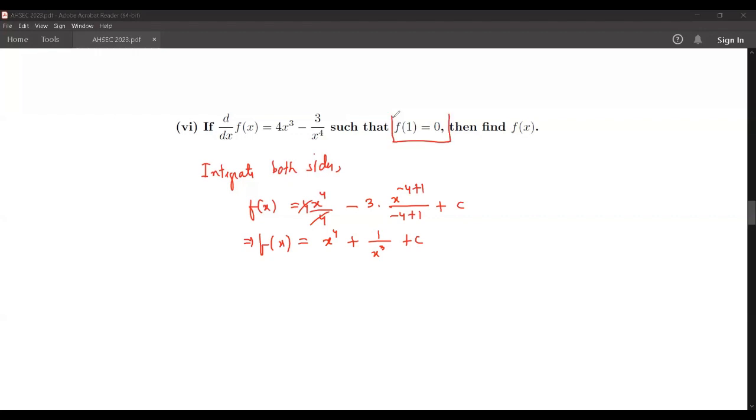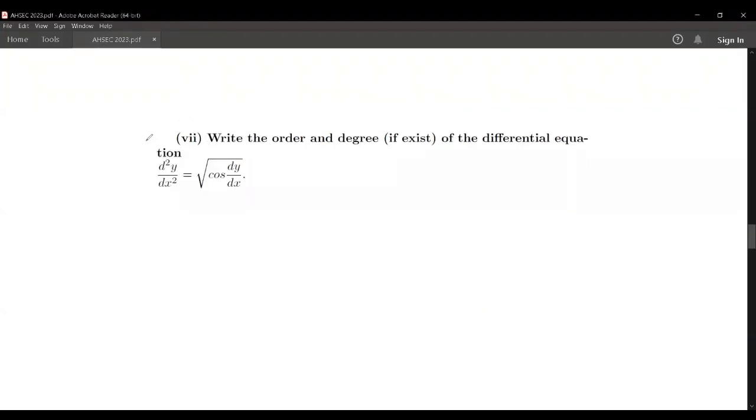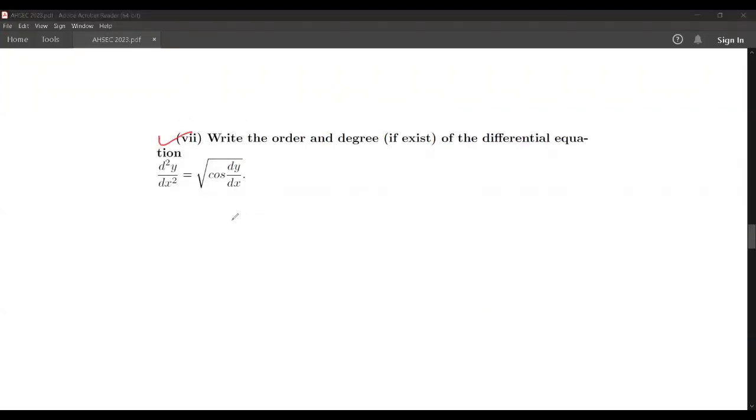Here one condition is given: f of 1 is equal to 0. From there we can find the value of c. Now if I put f of 1 is equal to 0, f of 1 will be 1 plus 1 by 1, that is 1, plus c is equal to 0. From here I get c is equal to minus 2. So if you put the value of minus 2 here, your f of x becomes x to the power 4 plus 1 by x cube minus 2. Yeah, this is the answer. That's an easy question.